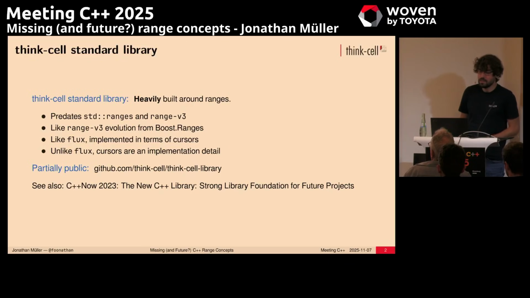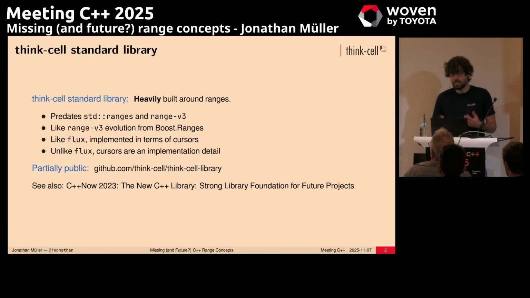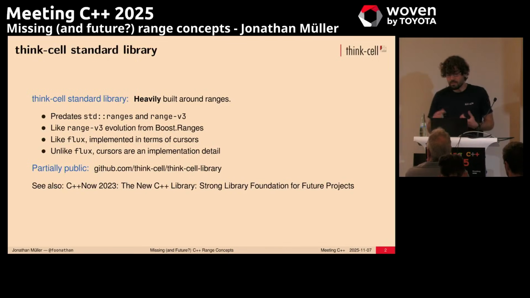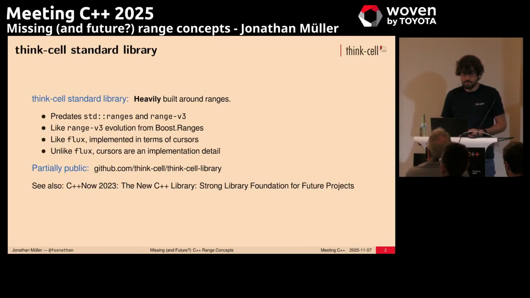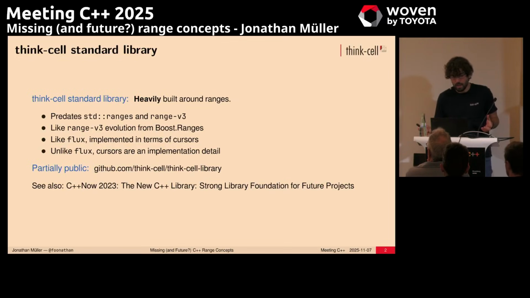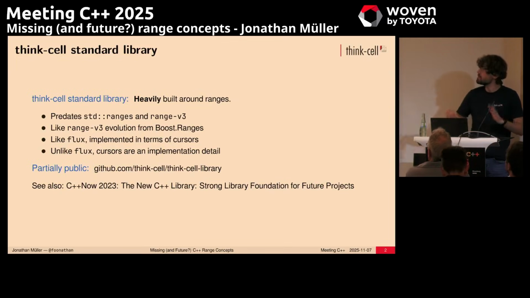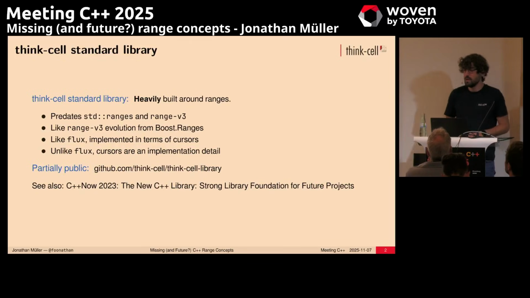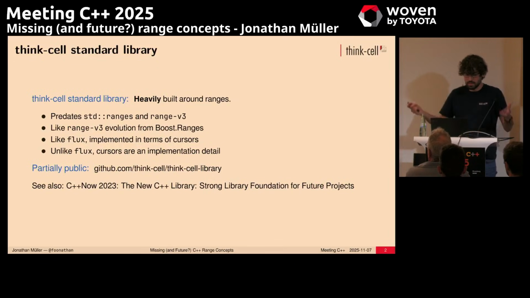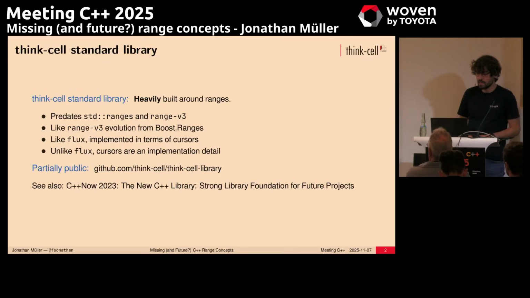So this talk is based on some of the experience I have maintaining our ThinkCell standard library. It's heavily built around ranges, but it predates both std ranges and range-v3. Like range-v3, it is an evolution from Boost ranges. And similar to Flux, it's implemented in terms of cursors. If you know what that means, good. If you don't, not important for this talk, because unlike Flux, the cursors are an implementation detail. Some of it is public, and I've given a talk that talks about some of the nice features.